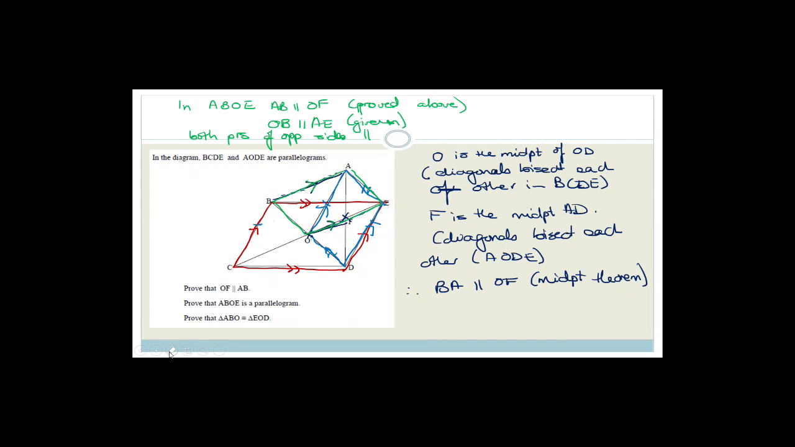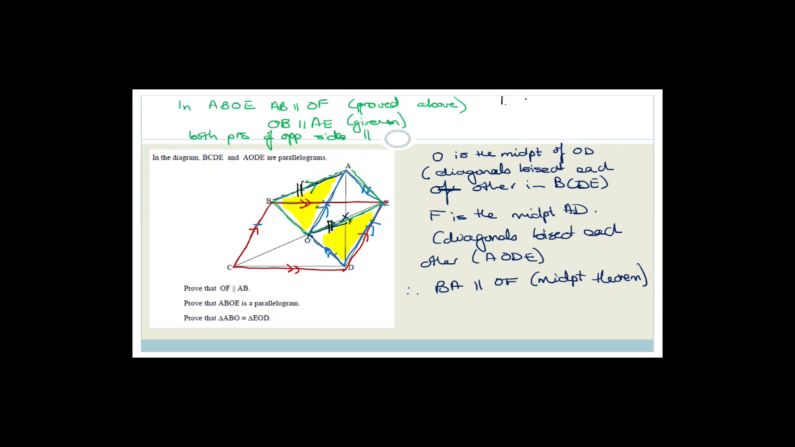Okay, now it says prove that triangle ABO is congruent to triangle EOD. I'm running out of colors, so let's do a highlighter. Do you agree that since this is a parallelogram, we know that AB is equal in length to OE? So we know that those two sides are equal.